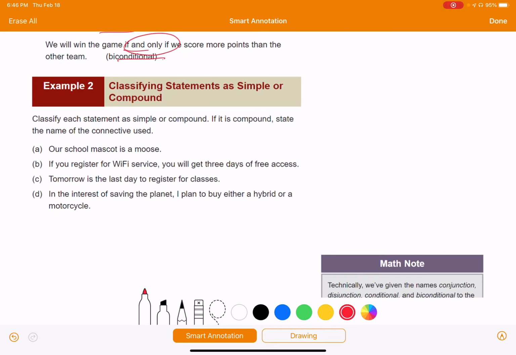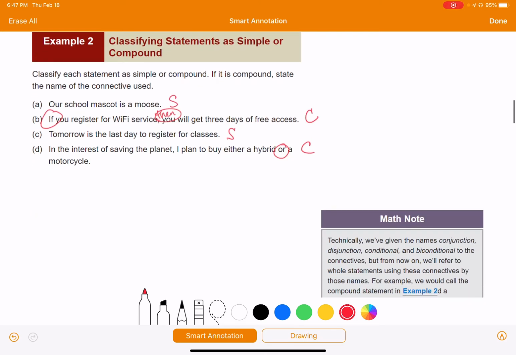Okay, example 2. So we are classifying each statement as simple or compound. If it's compound, we have to figure out what connective was used. So our school mascot is a moose. That's simple. There's no connective there. If you register for Wi-Fi services, you will get 3 days of free access. Well, we see this if, then, and it's conditional, so that's compound. Letter C. Tomorrow is the last day to register for classes. That's simple. It's one idea. And letter D. In the interest of saving the planet, I plan to buy either a hybrid or a motorcycle. It has or, so that is compound.